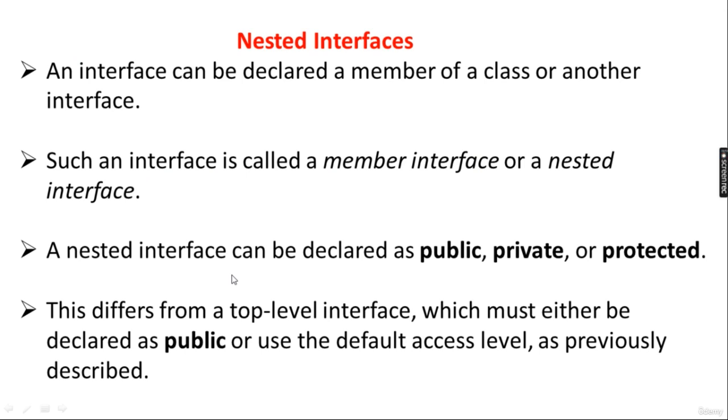Then nested interfaces. An interface can be declared as a member of a class or another interface. So one interface can have another interface inside it. Such an interface is called a member interface or a nested interface. Like a nested class and nested for loops, we can have nested interfaces also. A nested interface can be declared as public, private, or protected. This differs from a top-level interface, which must either be declared as public or use the default access, as previously described.